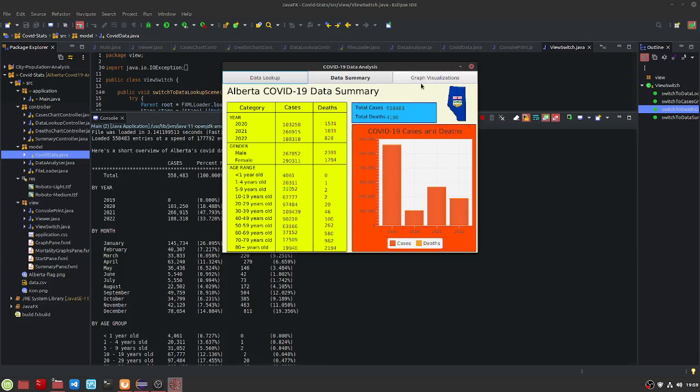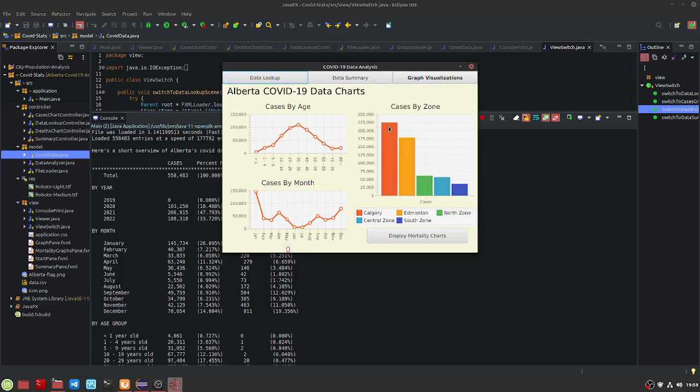Now for the interesting part, graph visualizations. This really shows you the power of visualizing data when you're using the proper chart. So cases by age, almost a perfect bell curve. You'll notice that in Alberta, this is for the totals, by the way, for age. Boom. It's almost a perfect bell curve. 30 to 39 at the highest, 80 plus is a little bit off there, but still very nice. Cases by month, that's very interesting, right?